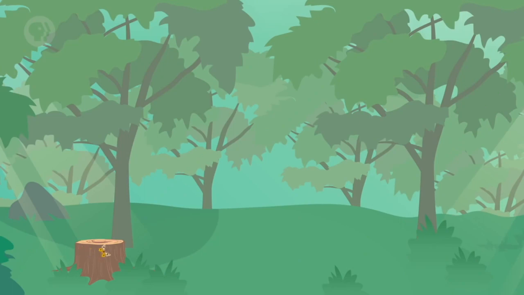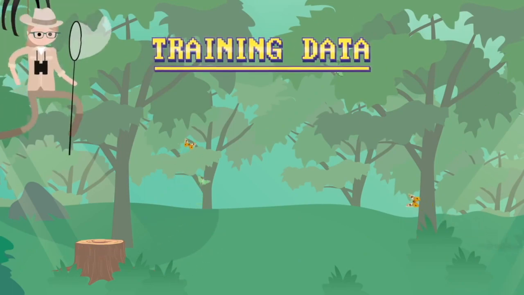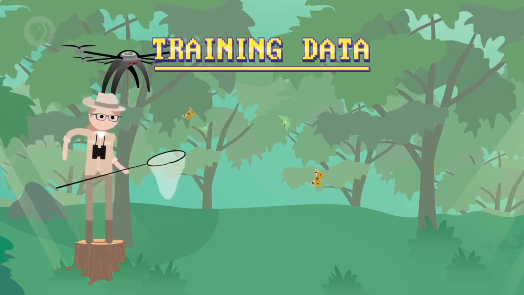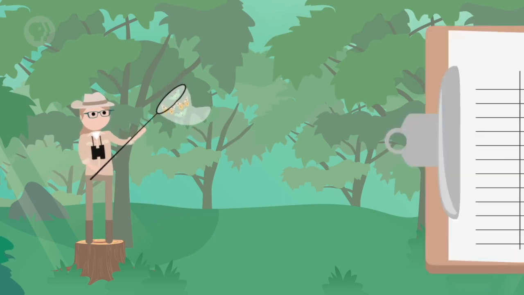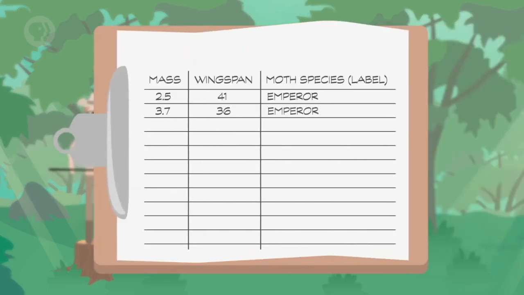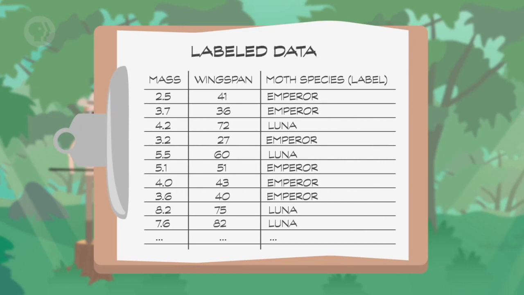In order to train our machine learning classifier to make good predictions, we're going to need training data. To get that, we'd send an entomologist out into a forest to collect data for both lunar and emperor moths. These experts can recognise different moths, so they not only record the feature values, but also label that data with the actual moth species. This is called labelled data.